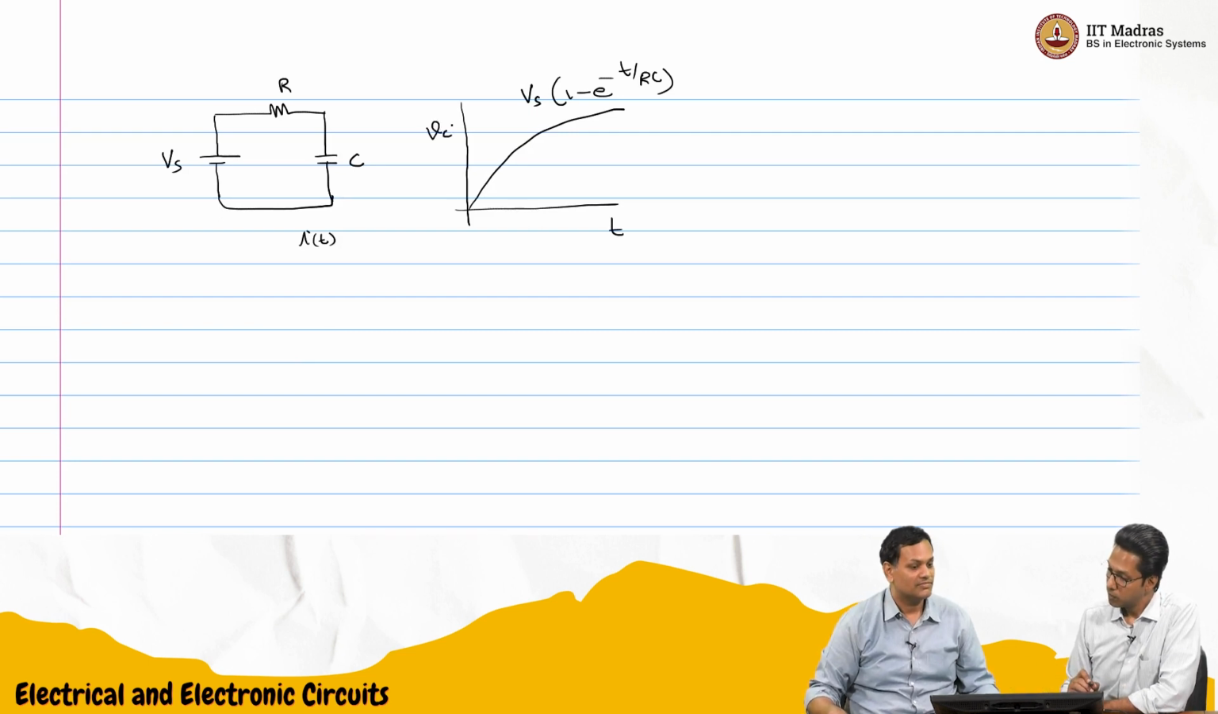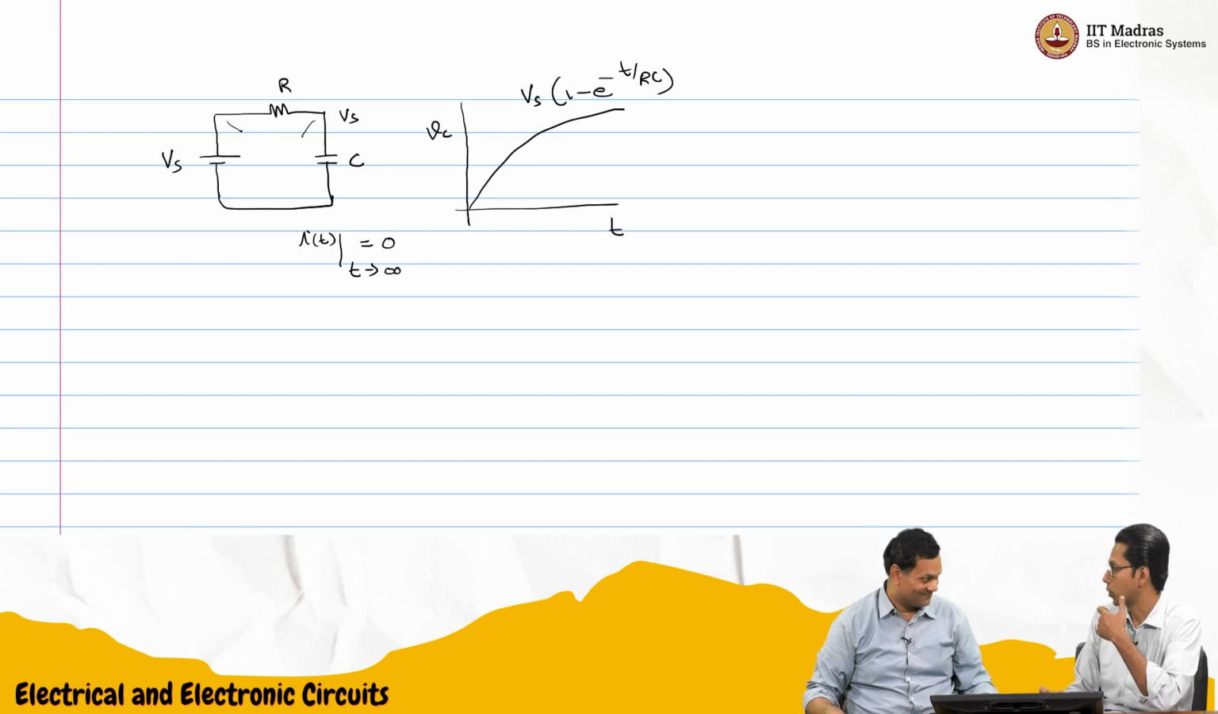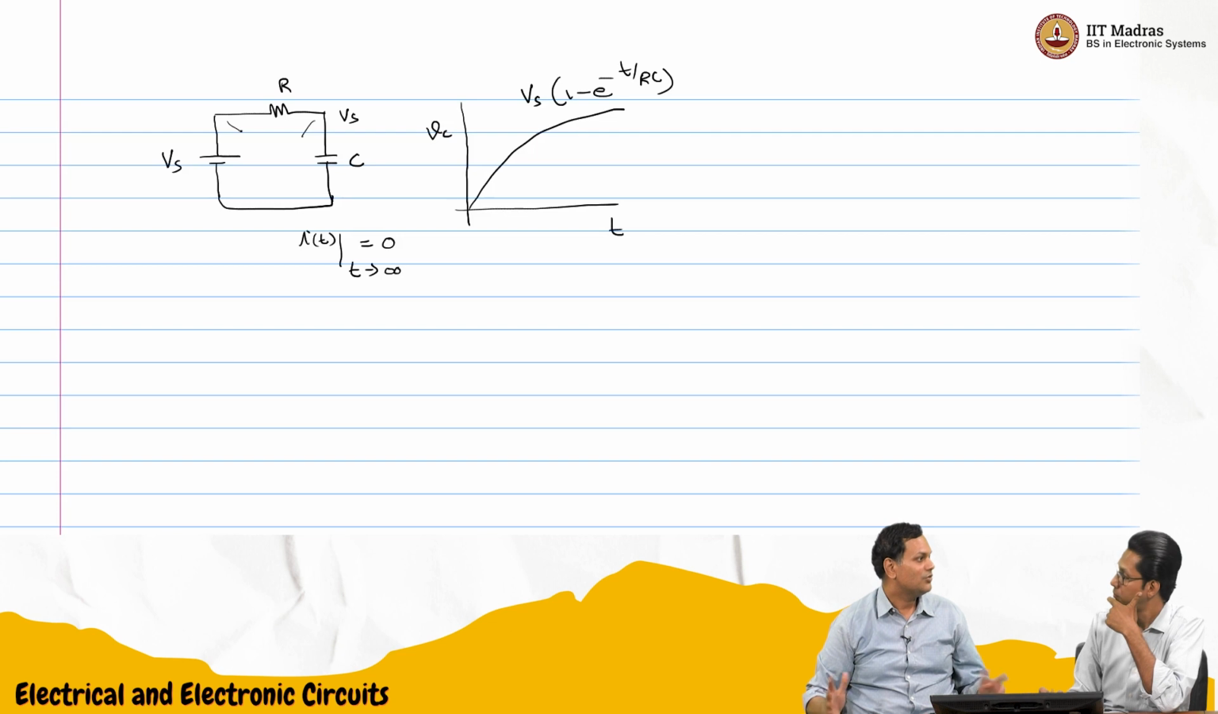So when t tends to infinity, it will be Vs itself, which means in steady state, i of t as t tends to infinity will be 0, because on both sides of the R we have the same voltage. The capacitor is fully charged. It is now an open circuit.